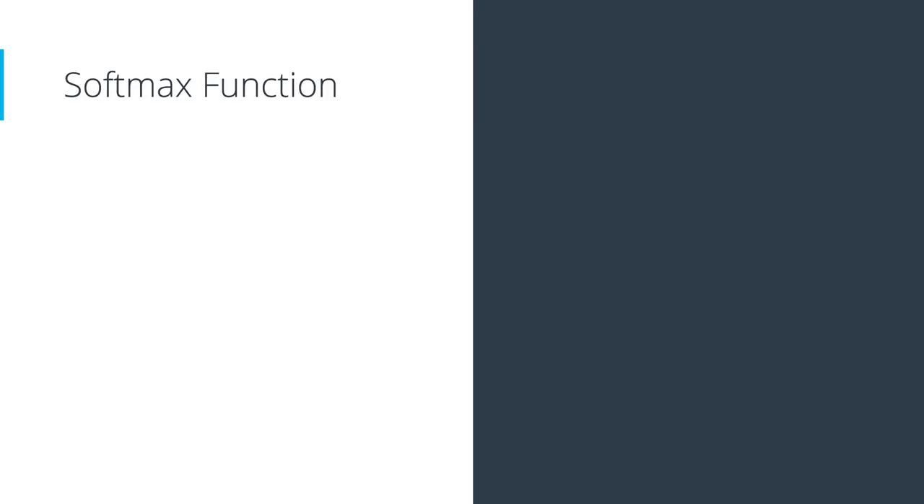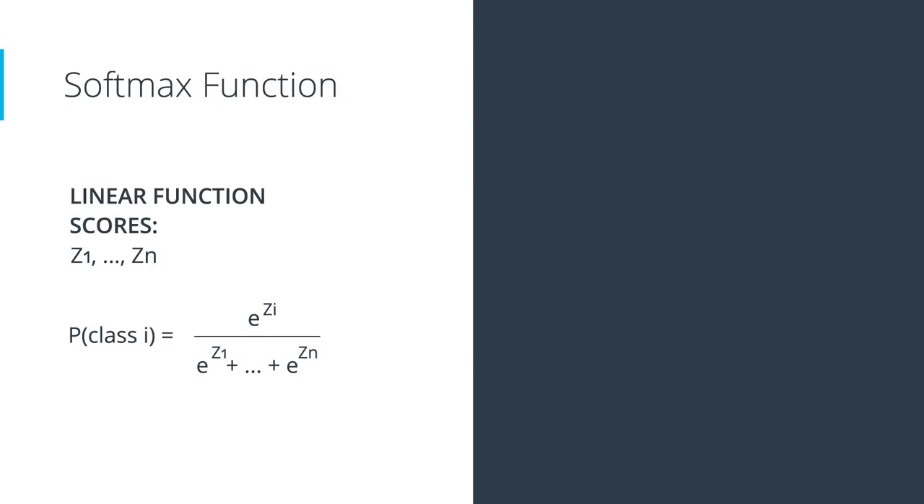Let's say we have n classes and a linear model that gives us the following scores: z1, z2 up to zn, each score for each of the classes. What we do to turn them into probabilities is to say the probability that the object is in class i is going to be e to the power of zi divided by the sum of e to the power of z1 plus all the way to e to the power of zn. That's how we turn scores into probabilities.